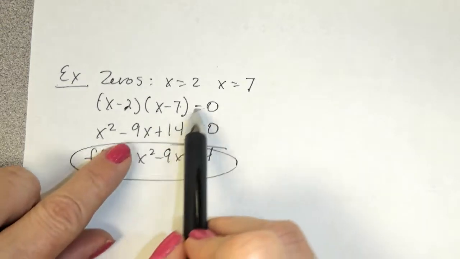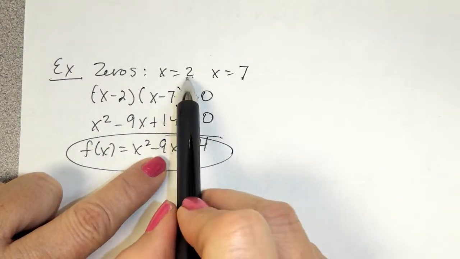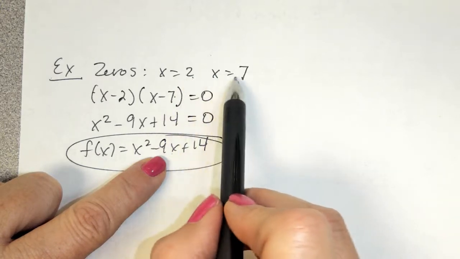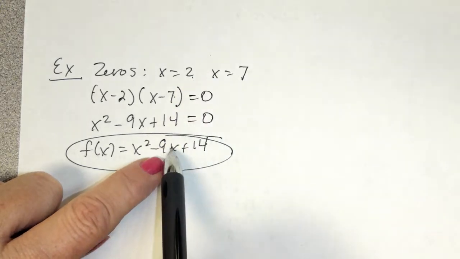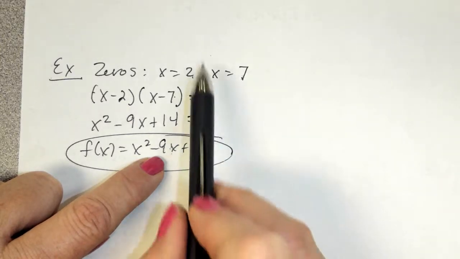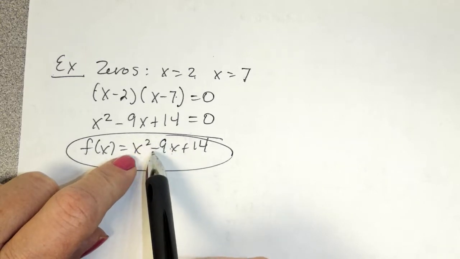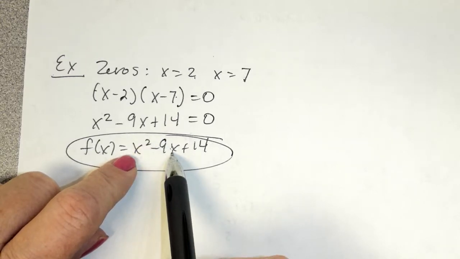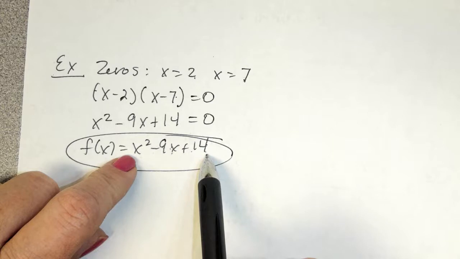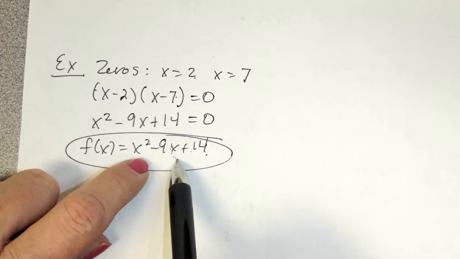Now, look at this though, guys. This is the function that has these zeros. What's the sum of 2 and 7? What's the product of 2 and 7? See how we could have gone immediately down there? It's x squared minus the sum x plus the product. That's if we know the zeros. If you already know the zeros and you want to find the function, you want to go backwards.